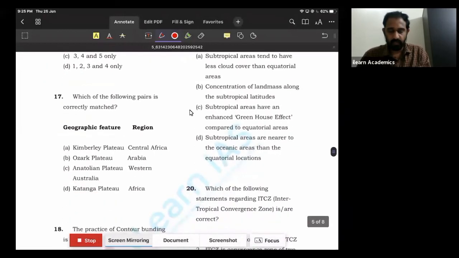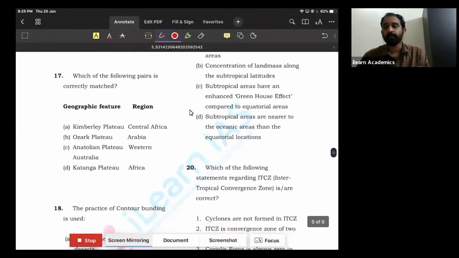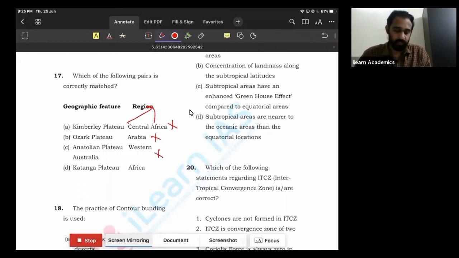Question number 17 is a physical geography, match the following question. Kimberley Plateau is in Western Australia, so you can eliminate this. Ozark Plateau is in North America, you can eliminate option B. Anatolian Plateau is in Turkey, you can eliminate this one. Katanga Plateau is in Africa, option B.